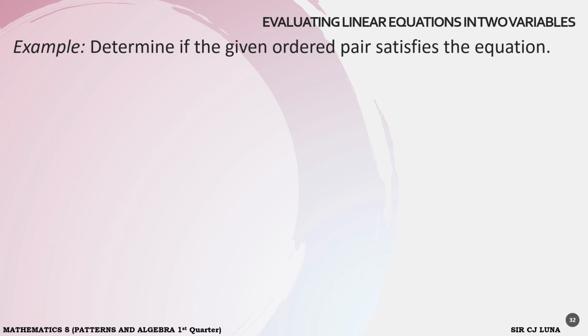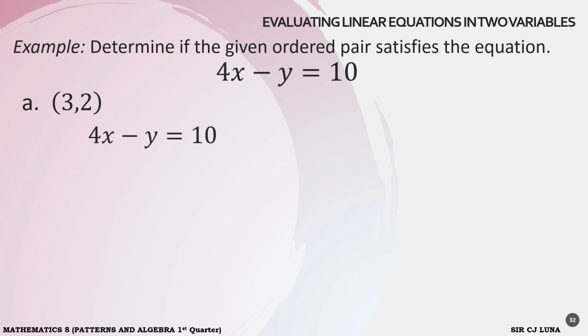Determine if the given ordered pair satisfies the equation 4x minus y is equal to 10. The first ordered pair is 3, 2. We will check if this ordered pair will satisfy 4x minus y is equal to 10. How are we going to do that? We will simply substitute x with 3 and y with 2 because our ordered pair is 3, 2. So we will have 4 times 3 minus 2 is equal to 10.